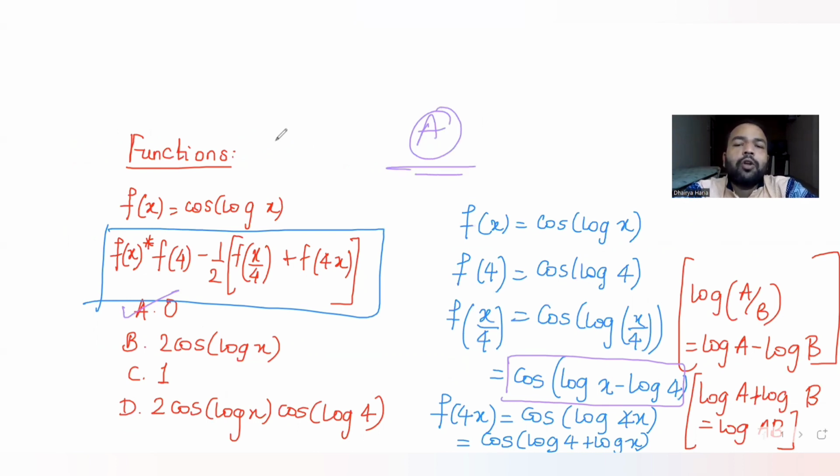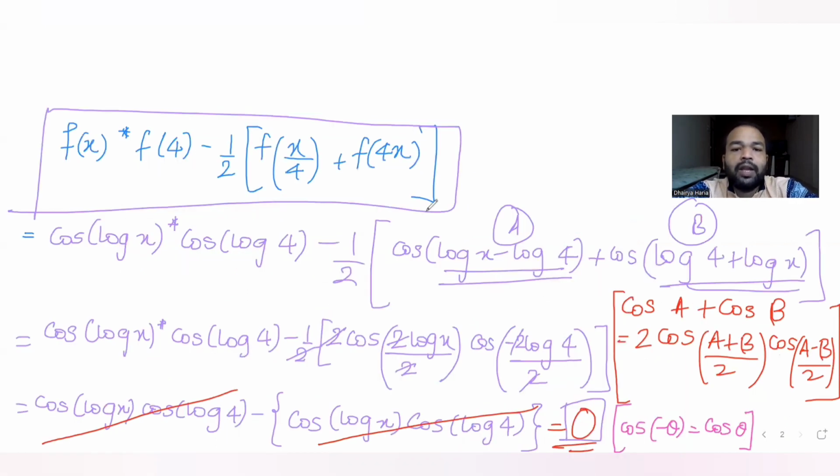I hope you have understood how to solve these types of questions on functions. You just need to put, instead of x, 4, x by 4 and 4x, further simplify this and apply the rule of factorization. We get both of the terms the same, and since there was a subtraction between them, that gets cancelled and gives us 0. So A becomes the answer for the question here.